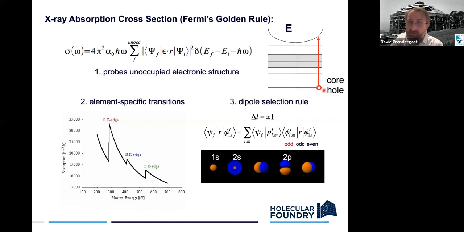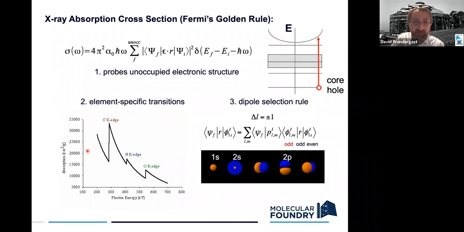By definition, due to the Pauli exclusion principle, you're kicking electrons out of available occupied states into unoccupied states. And so you're probing unoccupied electronic structure. That's unlike photoemission, which probes occupied electronic structure. So X-ray absorption would be telling you about your conduction bands or your unoccupied orbitals.